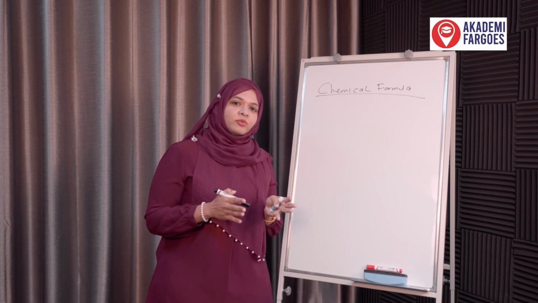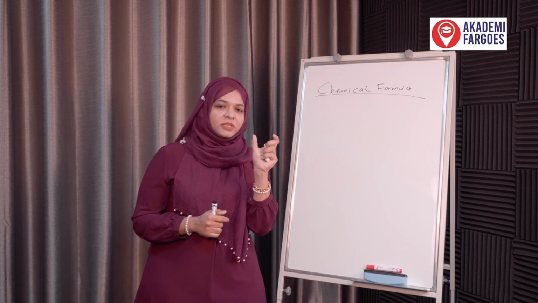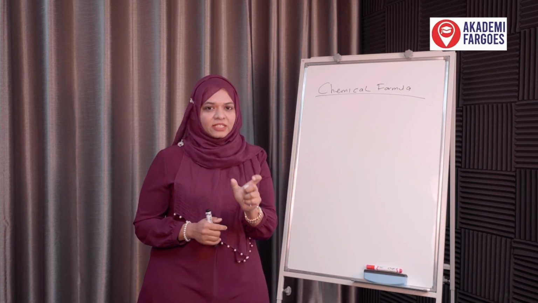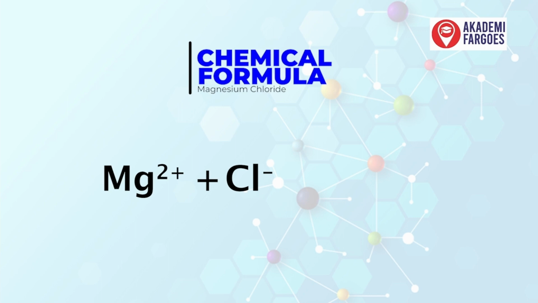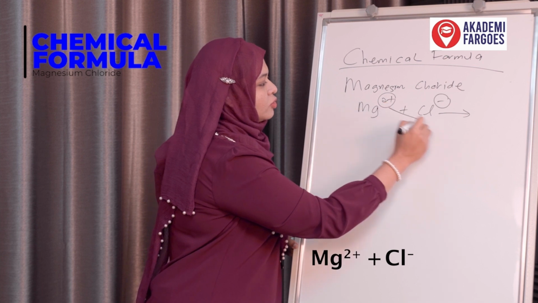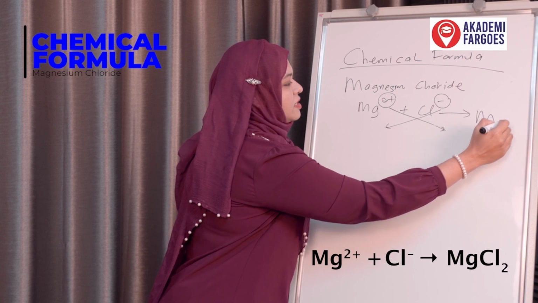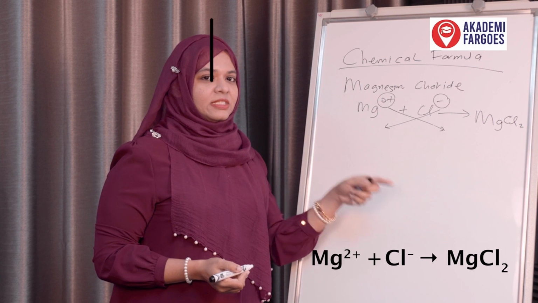Every chemical formula we call a salt. Salt means a combination of metal and non-metal. Metal is positive charge and non-metal is negative charge. How do we do the chemical formula for magnesium chloride? The symbol for magnesium is Mg2+, and the symbol for chlorine is Cl-. To do the chemical formula, you have to cross over the charge. 2 you bring here and -1 you bring here. Then it will be MgCl2. This is the chemical formula. This is the first example.